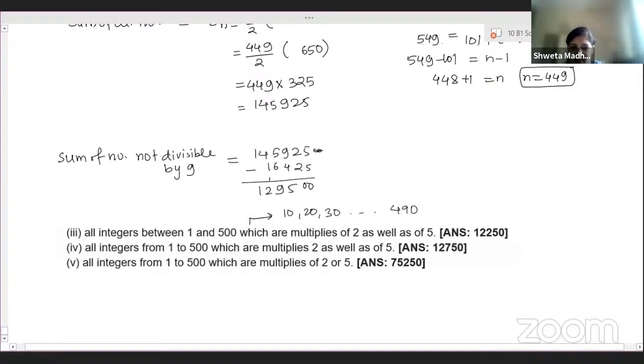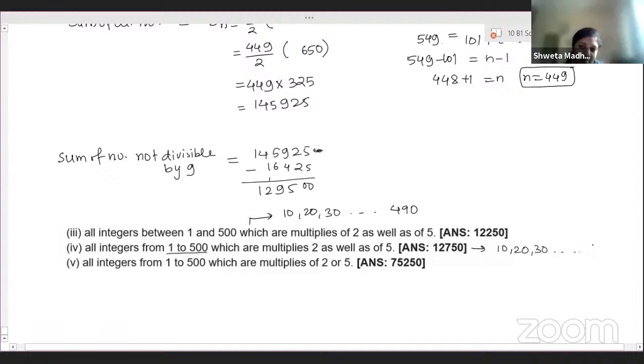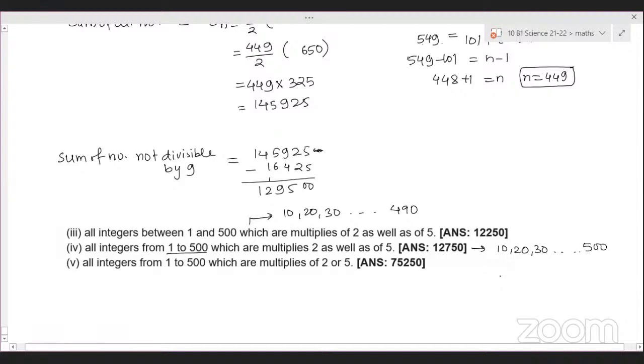And in the second part, the fourth question, from 1 to 500. So the AP will start from 10 only. Same 10, 20, 30, but till 500. 500, not 490. So some of these terms you have to calculate. Clear difference? Yes, ma'am.